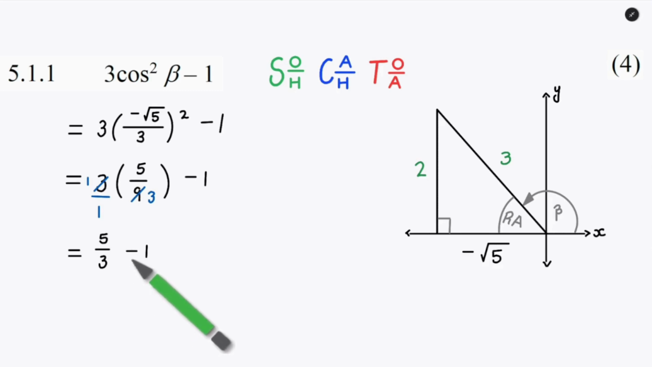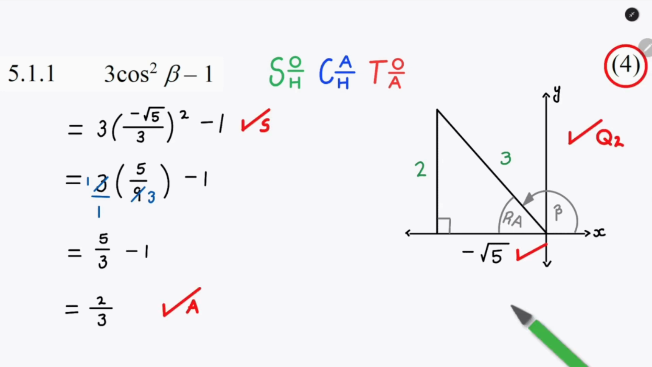And now 5 over 3 minus 1. Convert that 1 into a fraction quickly, 3 over 3. 5 minus 3 will give me 2. So the final answer will be 2 over 3. And we have officially wrapped up this question. Quickly having a look at your 4 marks. Quadrant 2, the value from Pythag, substitution of cos beta, as well as your answer.